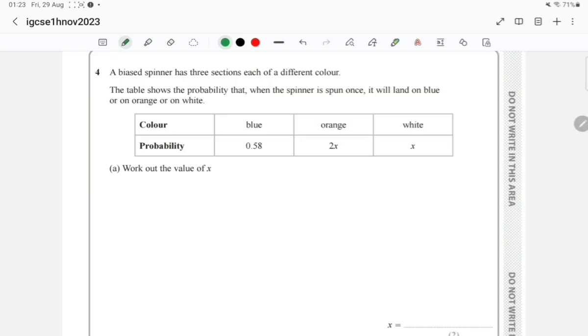Question number 4. A biased spinner has 3 sections, each of a different color. The table shows the probability that when the spinner is spun once, it will land on blue, or on an orange, or on a white. So the total probability will be either that it lands on a blue, or an orange, or on a white. And we know that the total probability is always equal to 1.